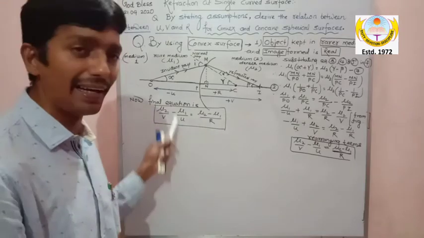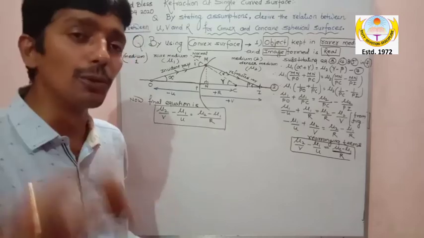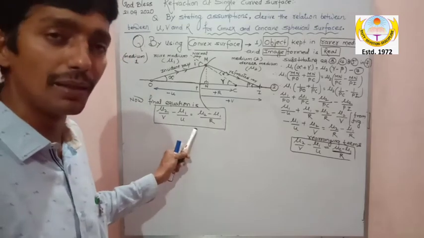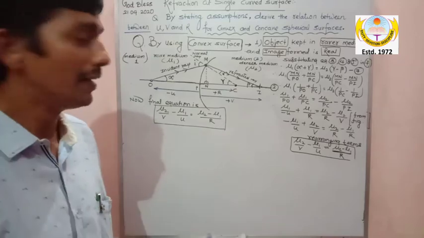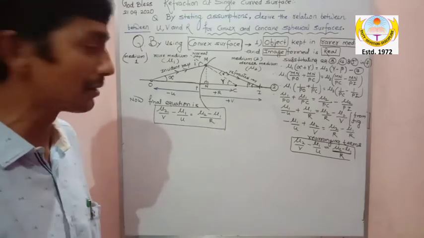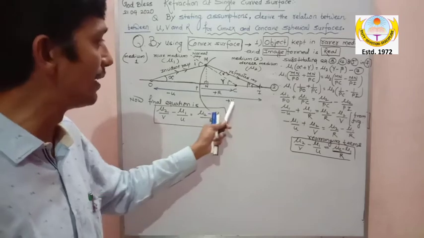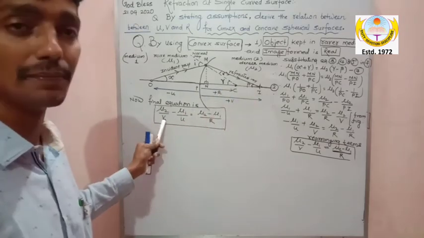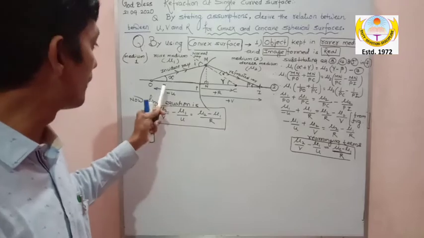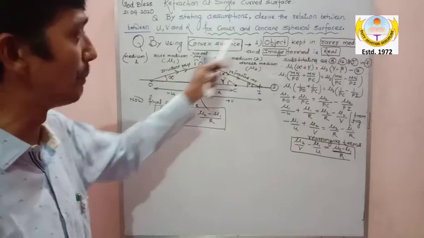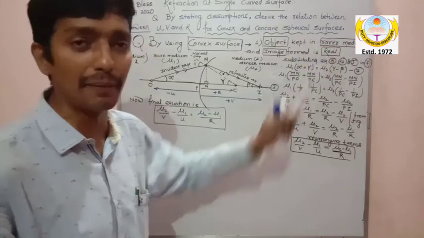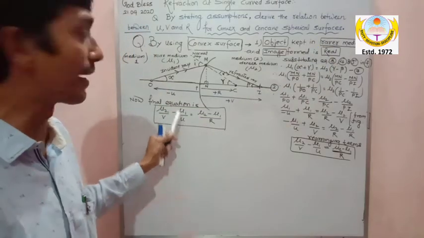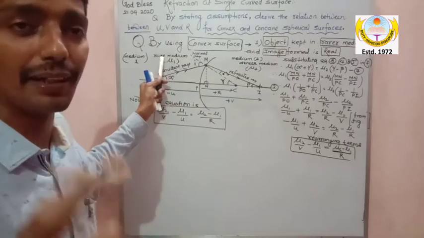Whenever we write these equations or do the numericals, we will write first the V term, then the U term, and then the R term. R is not difficult math for us. Only you have to see that V is observed in mu2, that is medium 2, so it is mu2 by V. And U is observed in mu1, that is the rarer medium, because the object is in the rarer medium. So it should be mu1 by U, because I have taken mu1 as the rarer medium's refractive index.